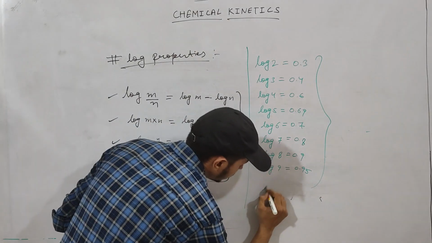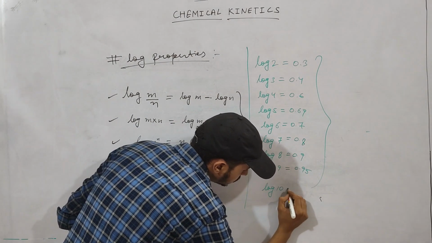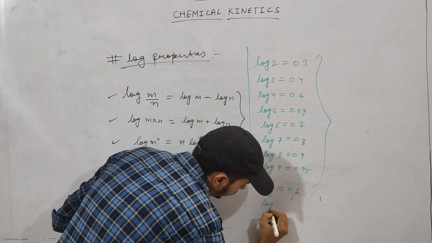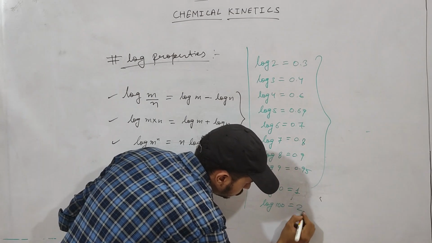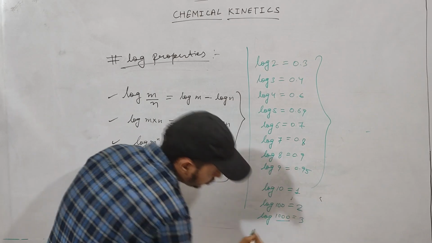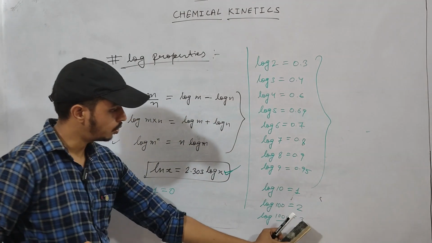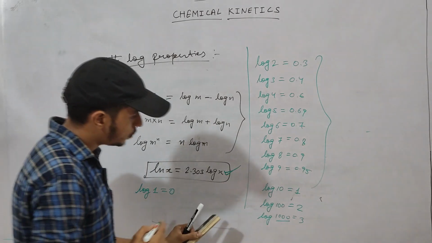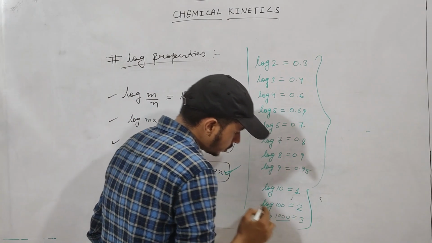And if log 10 comes, then it will be 1. If log 100 comes, it will be 2. If log 1000 comes, it will be 3. So the number of zeros will be the value of log. If you don't want to learn, you can also calculate.